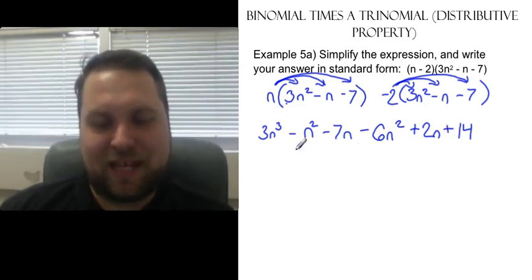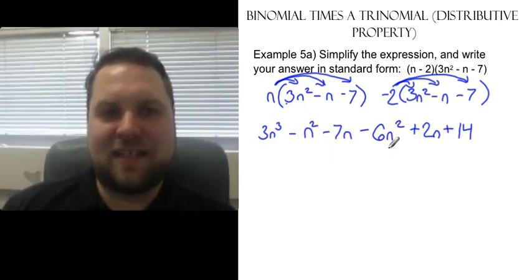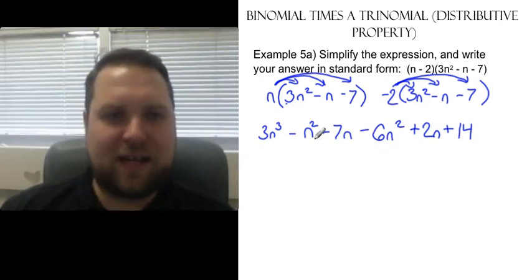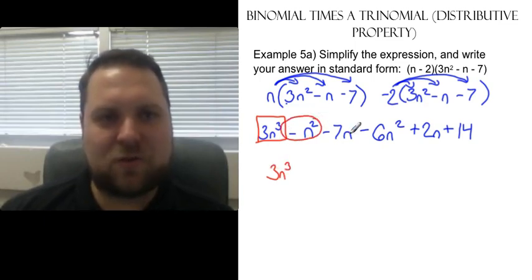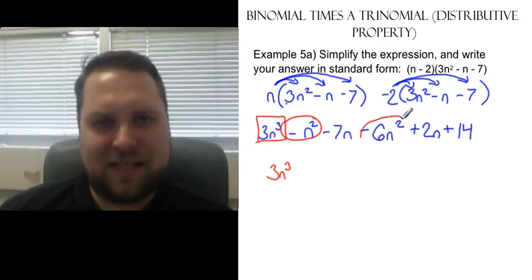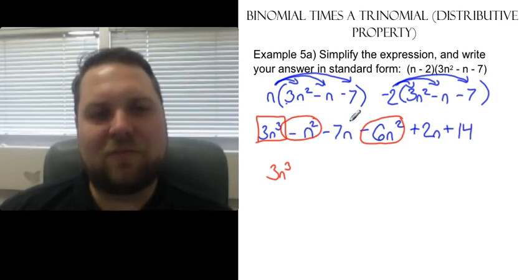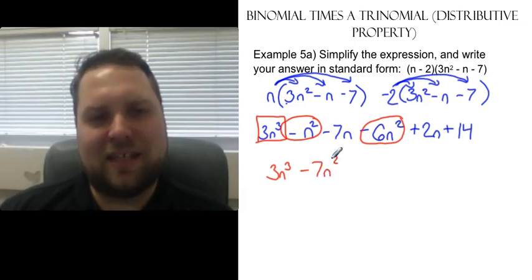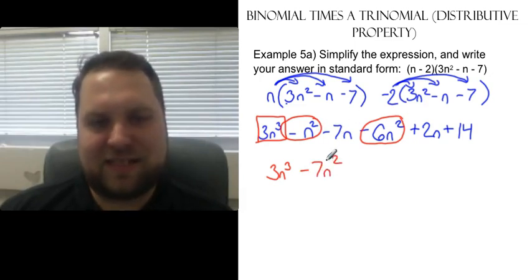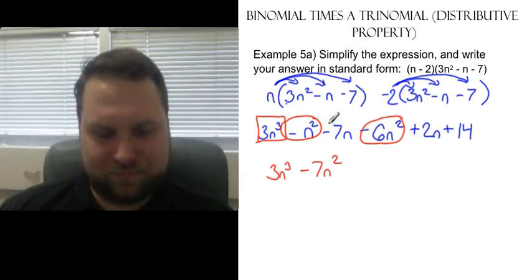Now I'm not done. I have to combine like terms, and I have to put this in standard form. So let's combine like terms. My first term is going to be a cubic term. There isn't another one of those, so I just copy it down. There's nothing to combine it with. Next I see a squared term, and I see another one right there, and that's all for those. So I combine them. Negative 1n squared minus 6n squared would be minus 7n squared. Notice the variable stays the same. We're adding here. We're not multiplying.